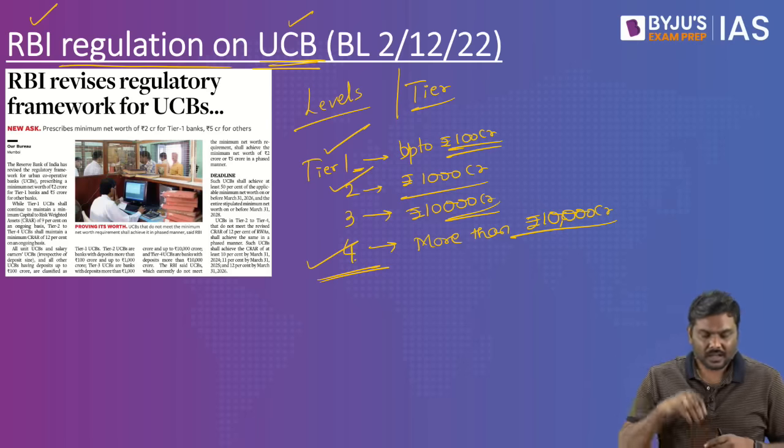Right? What do you mean by this? As per the latest guidelines, the tier 1 UCBs shall maintain a minimum capital adequacy ratio or capital to risk weighted assets ratio of 9%. The tier 2 to tier 4, that is 2, 3 and 4 urban cooperative banks, the capital adequacy ratio or CRAR for these 3 levels of UCBs will be increased to 12%.